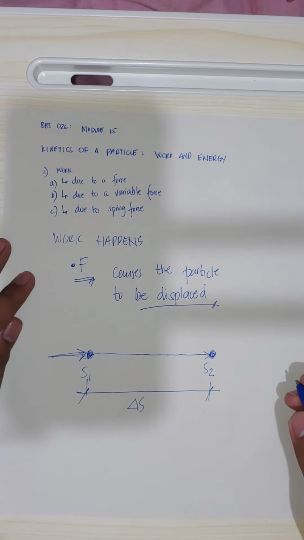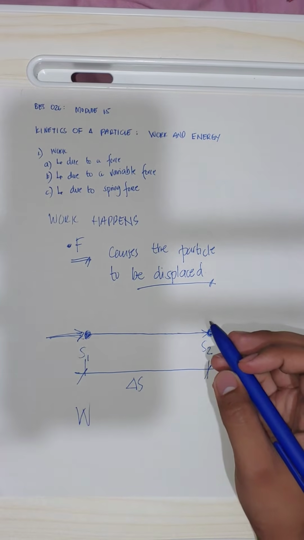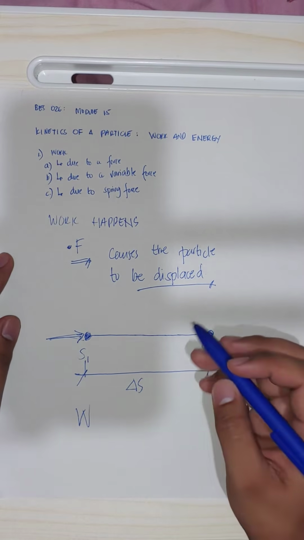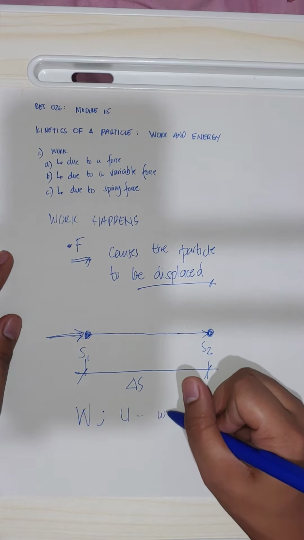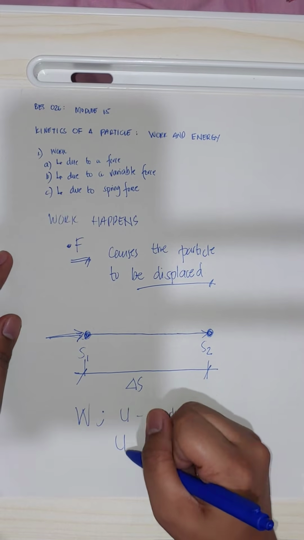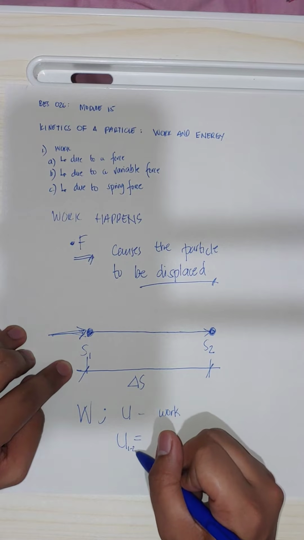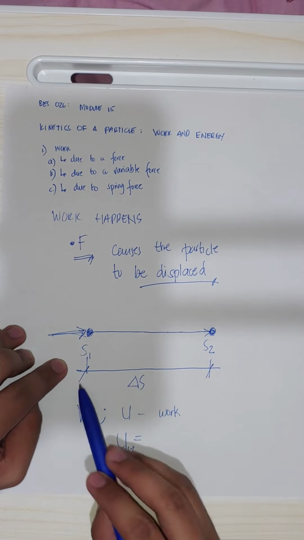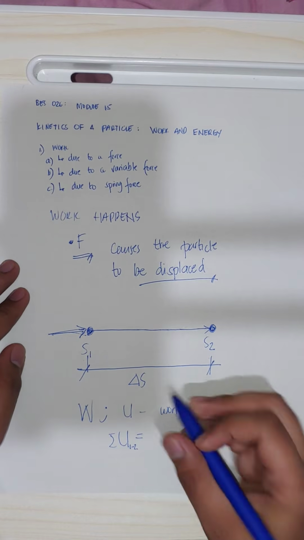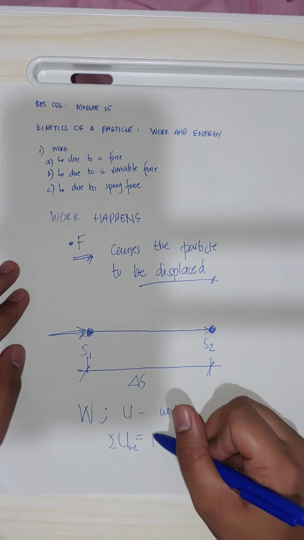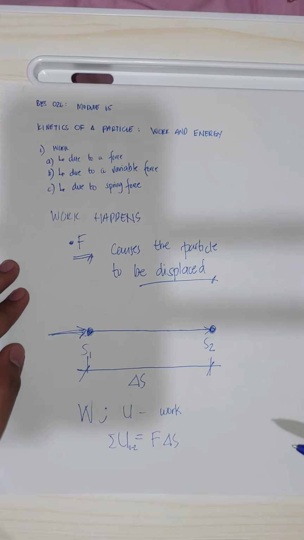So what is the work? How are we going to get work? At times we use W, but formally we use the symbol U to denote work. So work from the first position, we use 1 dash 2, from the initial to its final position. So the total work done on a particle is just the applied force times its displacement.